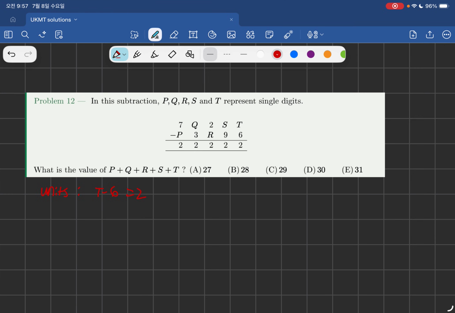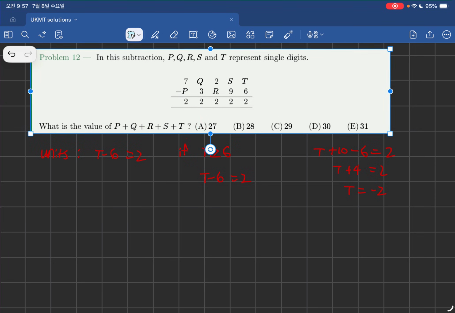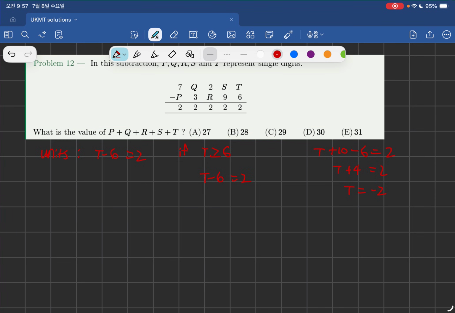If T is greater than or equal to 6, then it is simply T minus 6 equals 2. But if borrowing is needed, it should be T plus 10 minus 6 equals 2, and that is T plus 4 equals 2. And T equals minus 2 doesn't make sense because it can't be a negative value. So T is greater than 6, so T should be 8.